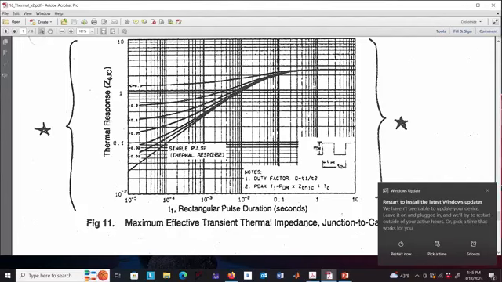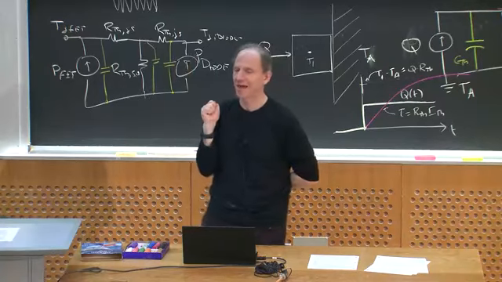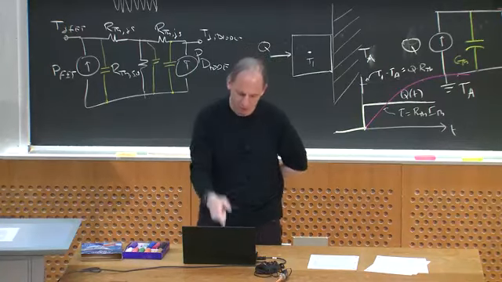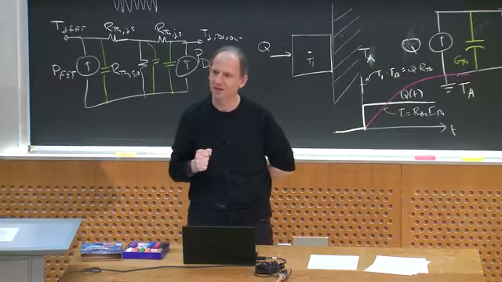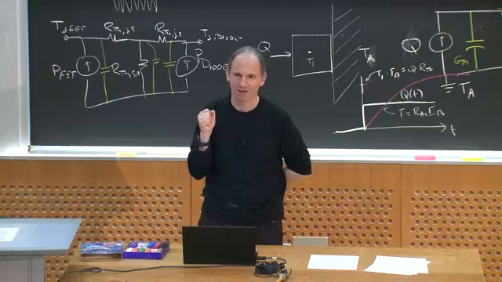But if I only did it for a millisecond, this thing would tell me that I'd have only 0.1, 0.2, I'd be right here on the curve, like 0.3 degrees C per watt, and maybe it would only go up 30 degrees C. So I can have a 1 millisecond pulse that's really big and it won't kill the device because of the thermal capacitance of the device in its package. Okay? So transient thermal impedance is a step response plotted on a log-log plot.